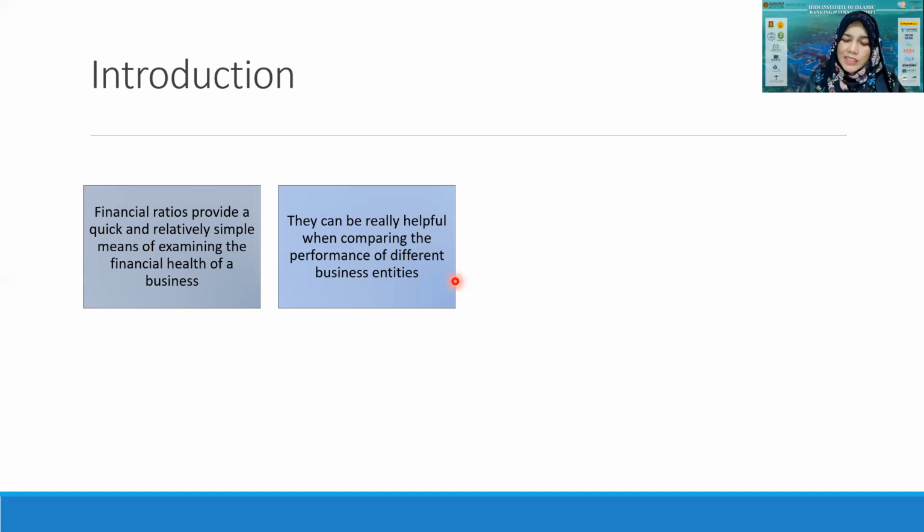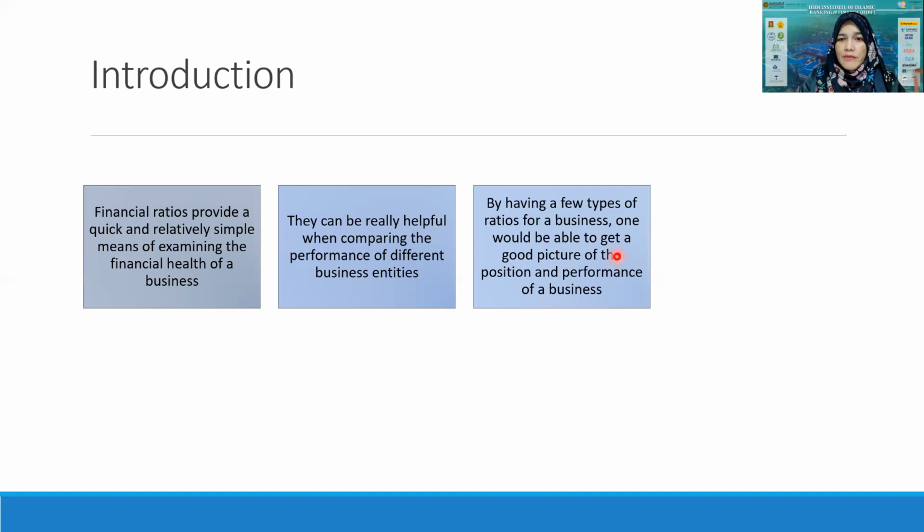So it is important to do ratio analysis in order to compare the performance among companies. By having a few types of ratio for a business, one would be able to get a good picture of the position and performance of the business. After this session, you will see that every ratio is actually connected to one another. So if the company is good, all the ratios would usually be good. Of course, there will be one or two that will trigger our attention, which means that the company might have to improve in that particular area.